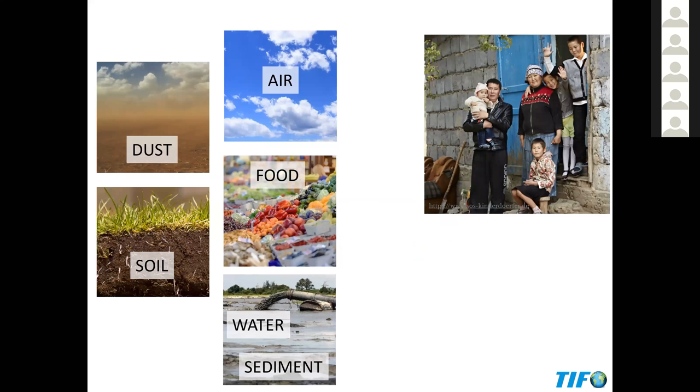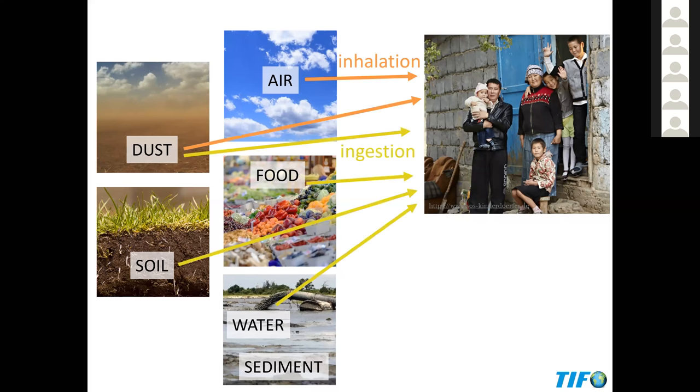So I want to go through that exposure assessment in a little more detail, because it's an important piece when we start to look at risk management and interventions. If we think of a very simple diagram like this, we have different environmental matrices on the left. You see dust and soil, air, food, water, and sediment. This is a pretty simplified example. And we can be exposed to these things in many ways. On the right-hand side, there's a family from Kyrgyzstan, which is another place that we're working right now. So we can see that people can be exposed to contaminants via breathing air or dust. We can also see that people ingest a variety of different things that might have contaminants in them.